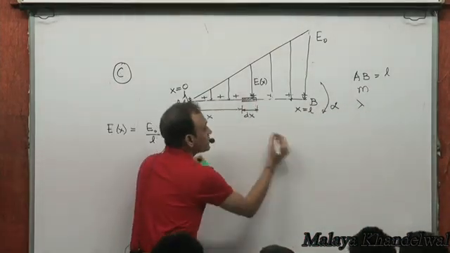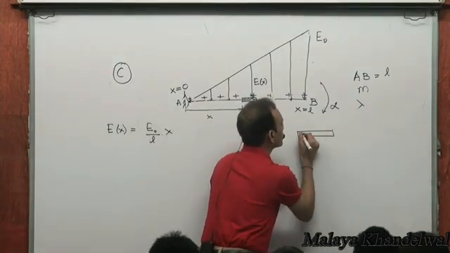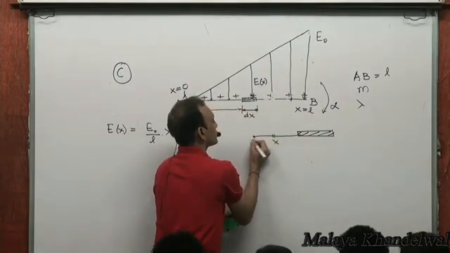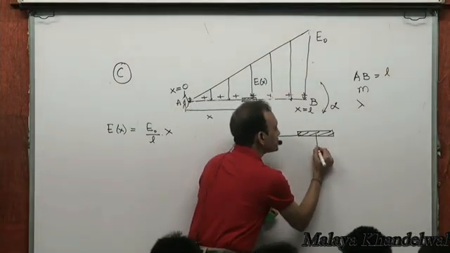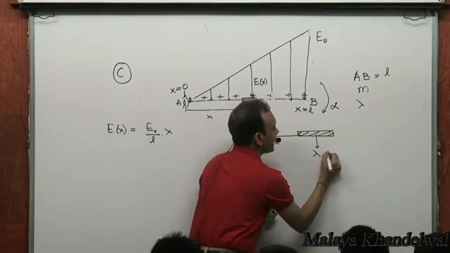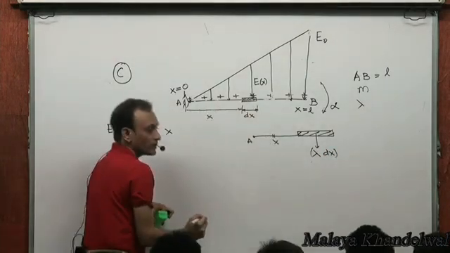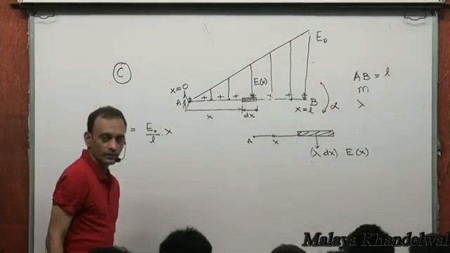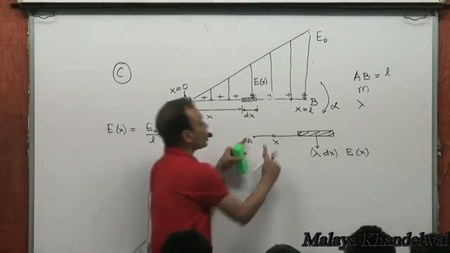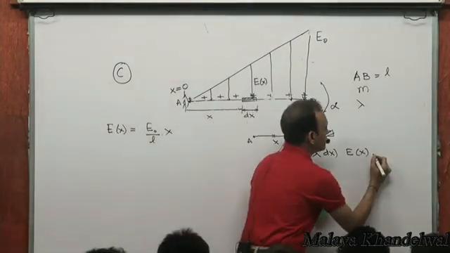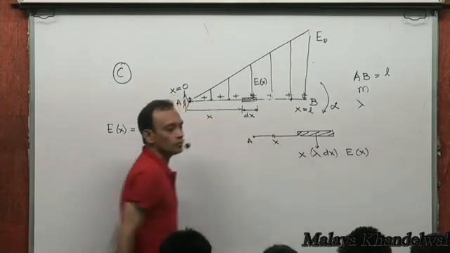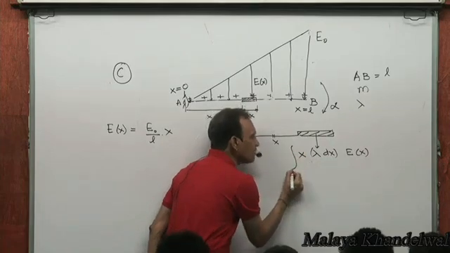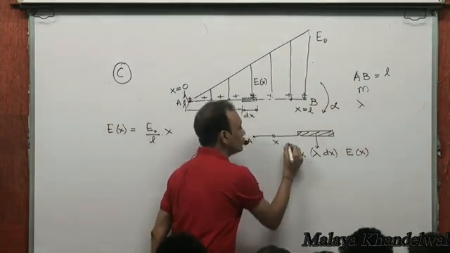So the force experienced by this chosen element at x is going to be lambda dx, which is the charge on this, into E at x, right? The torque that it experiences about A would be this into x. The total torque about A would be the sum of all of this, where x runs from 0 to L.